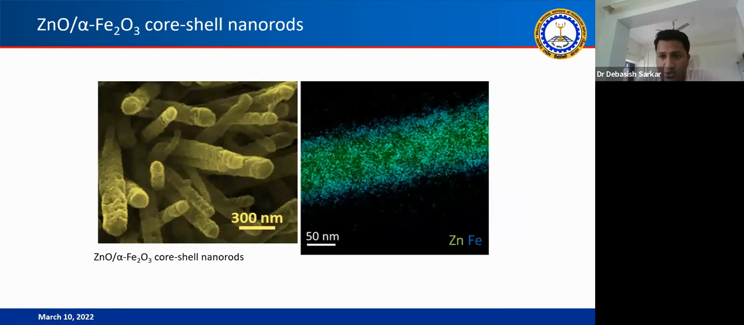This is the TEM image of one of the core shell zinc oxide iron oxide nanorods. The center part is zinc oxide and the outer part is Fe2O3, which is represented by different colors of zinc and iron. The process was just by drop casting of ferric chloride on zinc oxide nanorods, and do it multiple times and just heat it at 300 degrees centigrade just to transform iron chloride into iron oxide. So this is a core shell design strategy.